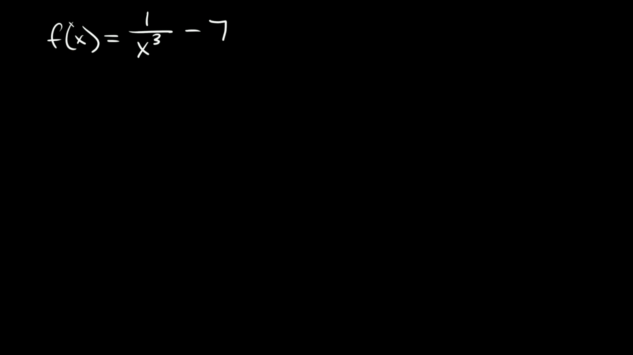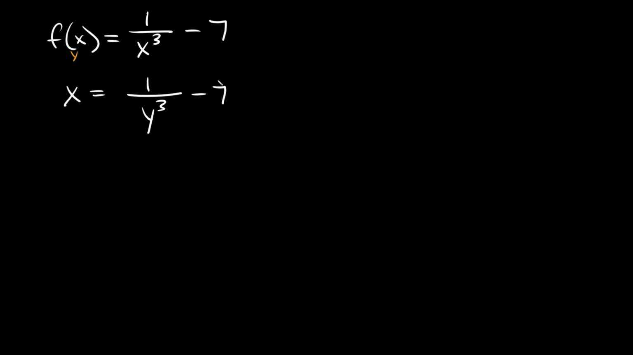All right, here's the last one. So we have f of x is equal to 1 over x cubed minus 7. Okay, so again, let's replace this f of x with a y, and now let's flip y and x. So here we're going to get that x is equal to 1 over y cubed minus 7.